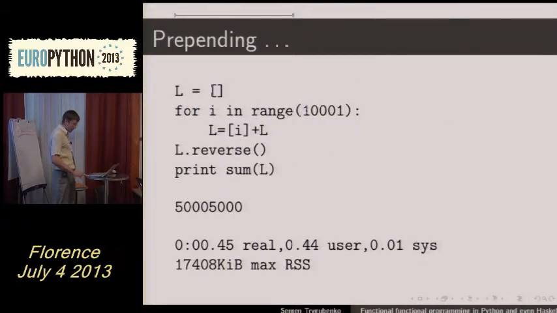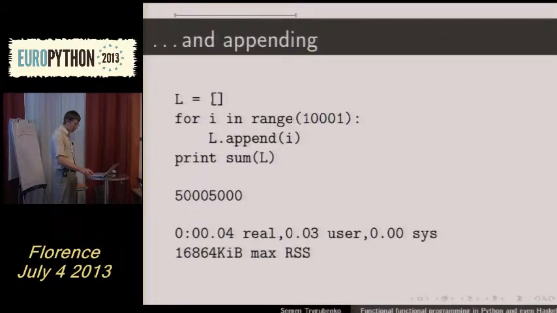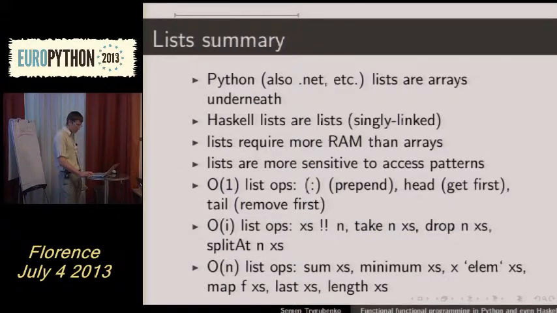So in Python, very similar program with prepending. Prepending, as we've learned, is an expensive operation, so it takes a little bit of time here. And appending takes no time at all. So this is something to keep in mind when growing your lists in Python. So just to summarize this, Python lists are arrays underneath, and Haskell lists are singly linked lists. And not surprisingly, lists require more RAM than arrays because you have this extra pointer storage overhead.